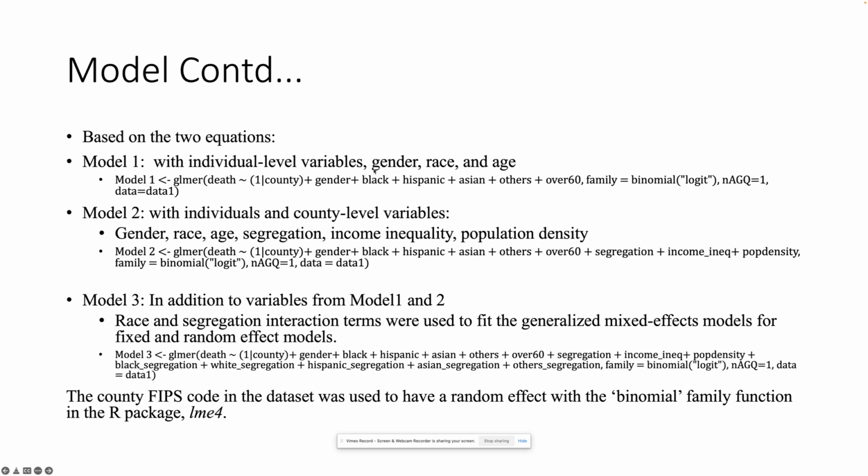Model 1 with the individual level variables, gender, race, and age, using the glmer function, with death and random county effects, and a binomial logistic function. Model 2 included all the variables from Model 1 and segregation, income inequality, and population density, the county level variables. And the third model has the interaction terms along with the variables from Models 1 and 2.